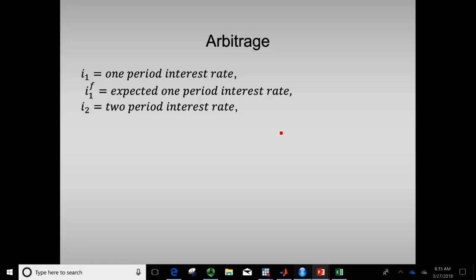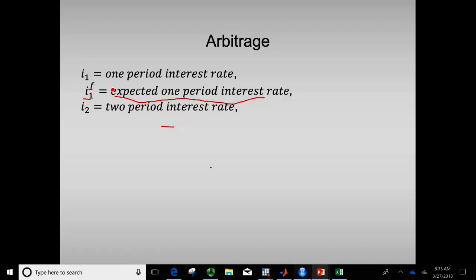So if I invest $1 for one period, then at the end of that one period, I am going to end up with 1 plus I₁ dollars. I₁ superscript F, the second interest rate, is the expected one period interest rate in the future. So it's the expected one period interest rate 1 period from now. That's what the F means. The F means in the future.